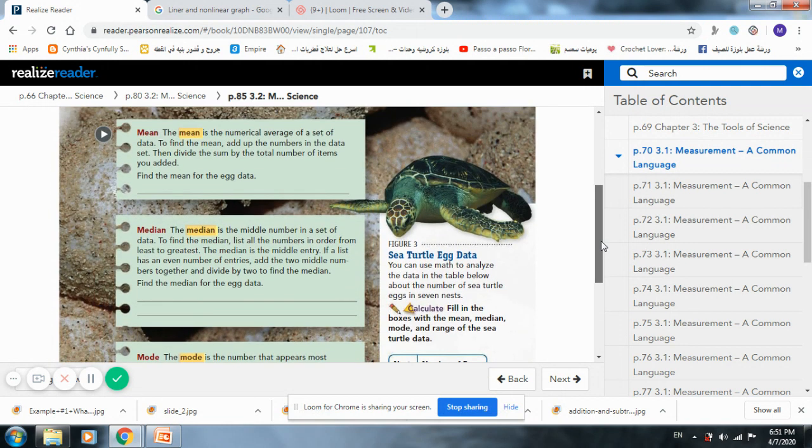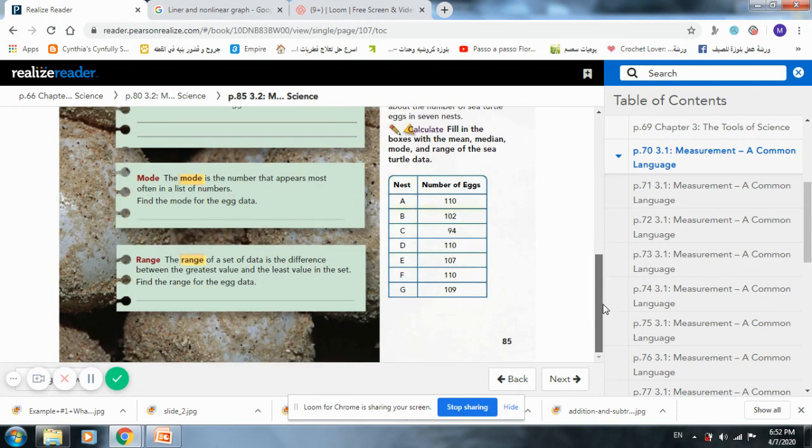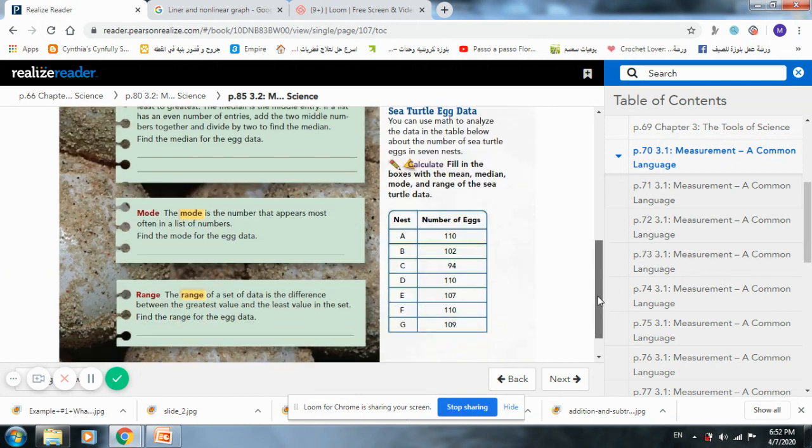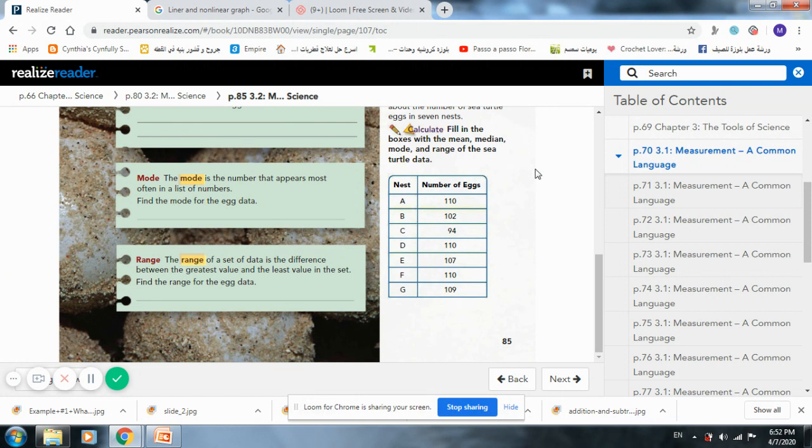Now let's talk about the mean. The mean is the numerical average of a set of data. To find the mean, add up the numbers in the data set, then divide the sum by the total number of items you added. Going back to the table, the mean can be calculated by adding all these values to each other. Let's do it using a calculator.